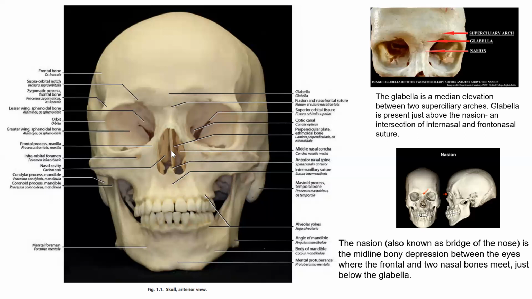And coming over here, you can see this thin bone. This is the perpendicular plate of the ethmoidal bone. You can see over here, this is going perpendicularly. You should know about it. This is the middle nasal concha that you can see. And coming out over here is the anterior nasal spine. You can see this. And the infraorbital foramen over here, these small little holes you can see.